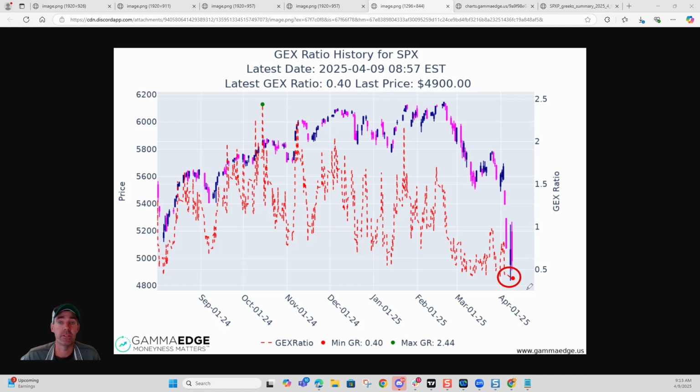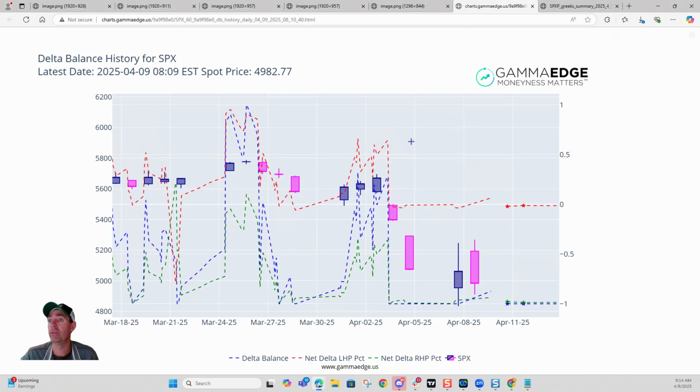So we'll continue to watch this day over day to see if we see any improvement, that call speculators are trying to step in and at least exert some sort of force, possibly for a quick move back to the upside. Moving on to the delta balance for the SPX.